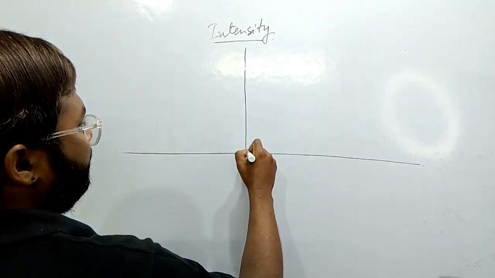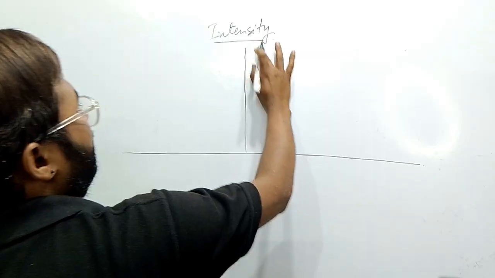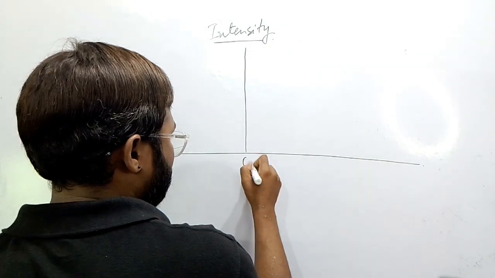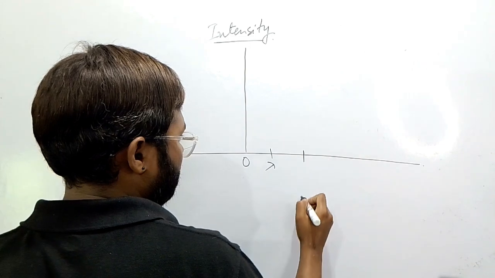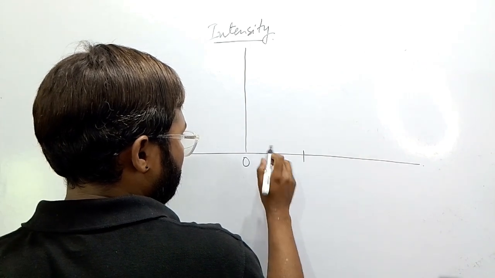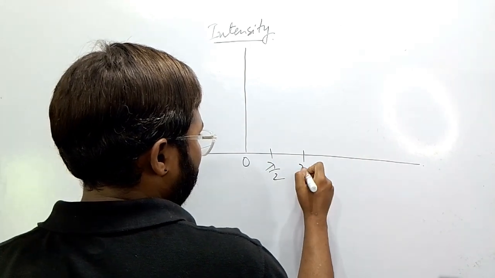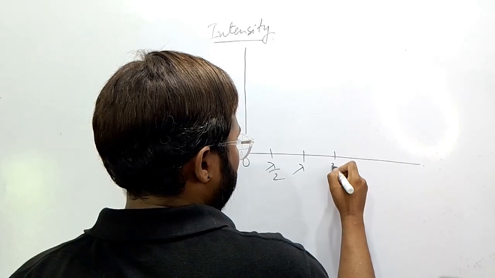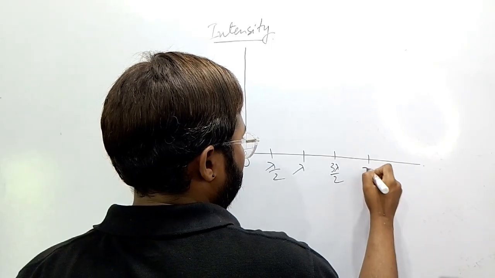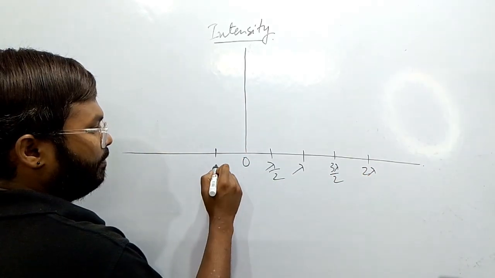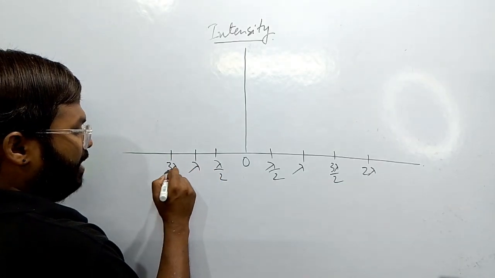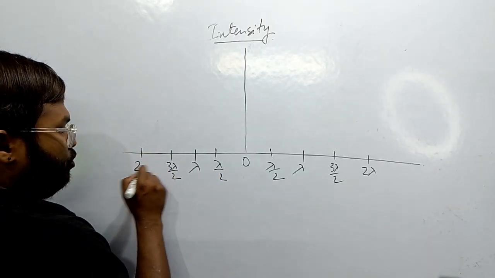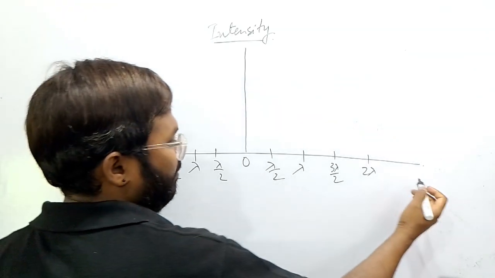Suppose this is the intensity already written. This is the phase difference here: 0, pi, here pi by 2, then pi, then 3 pi by 2, then 2 pi. Here also the same: pi by 2, pi, 3 pi by 2, then twice pi. It goes on, now 5 pi by 2.